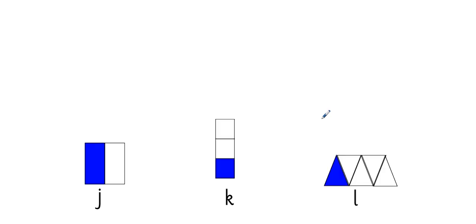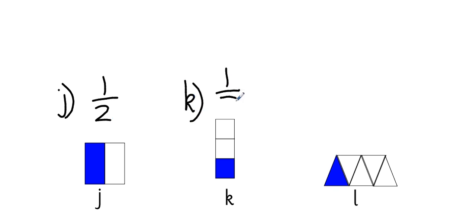Okay. Have a go at J, K, and L. Pause the video, finish J, K, and L, then press play, and you'll see me write the answers. J, 1 out of 2, half. K, 1 out of 3, third. L, 1, 2, 3, 4, 5. 1 out of 5, fifth.